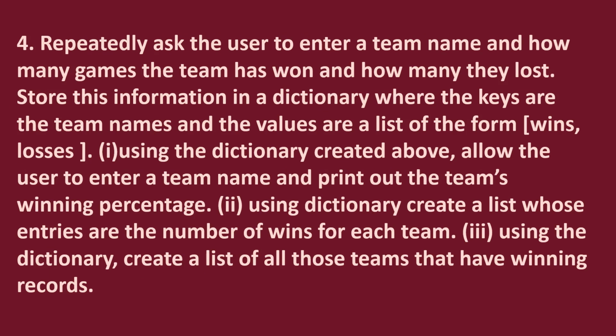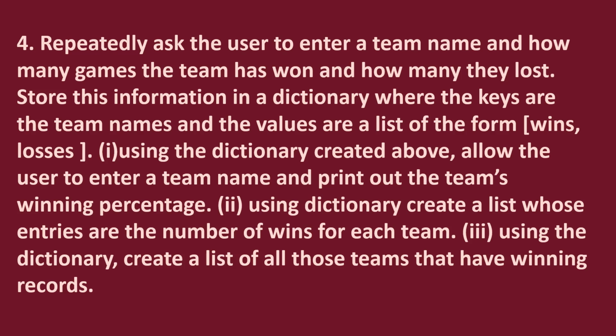Now the next question is to repeatedly ask the user to enter a team name and how many games the team has won and how many they lost. Store this information in a dictionary where the keys are the team names and the values are a list of the form wins, losses. Now using the dictionary created above, allow the user to enter a team name and print out the team's winning percentage. Then using the dictionary create a list whose entries are the number of wins for each team. Now using the dictionary create a list of all those teams that have winning records.